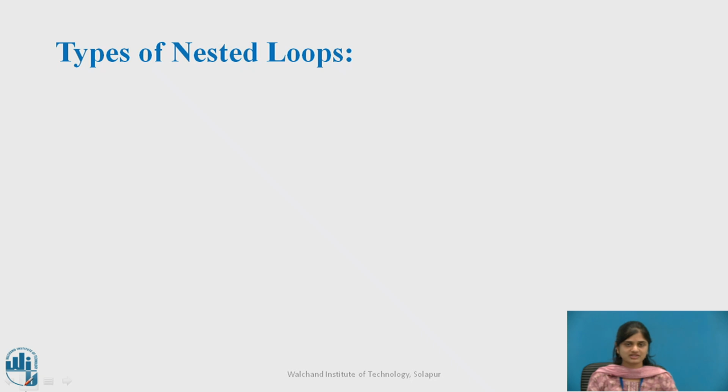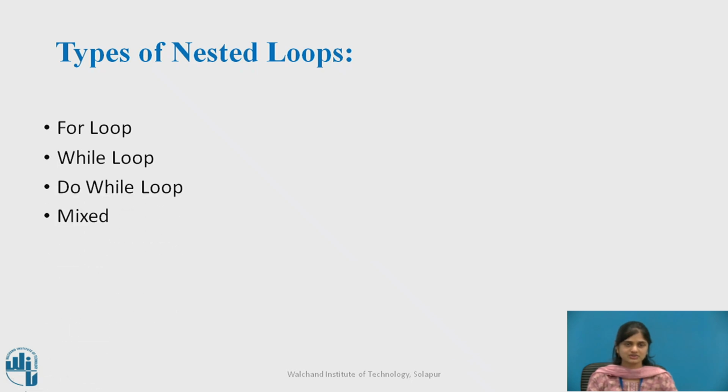Now, types of nested loops. Nested loops can be taken not only with for loops but also with while loops, do while loops, or mixed loops like while with for loop or while with do while loop and vice versa.